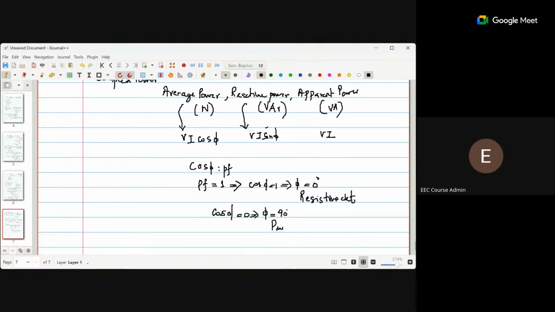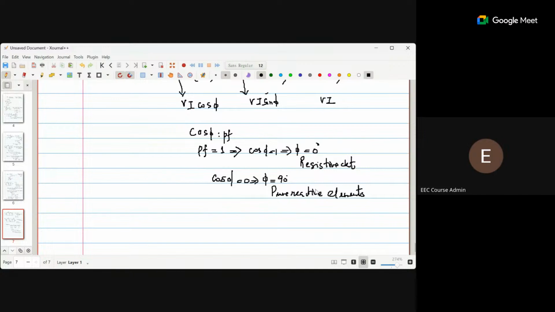So resistive circuits will have unity power factor, and pure reactive circuits will have zero power factor. That means if cos phi is 0, phi is 90 degrees. So pure reactive elements, like a pure inductive circuit or pure capacitive circuit, will have zero power factor, and unity power factor is the case of the resistive circuit. So then what else?